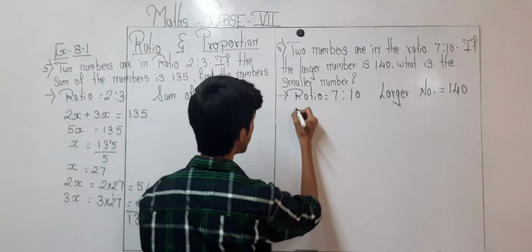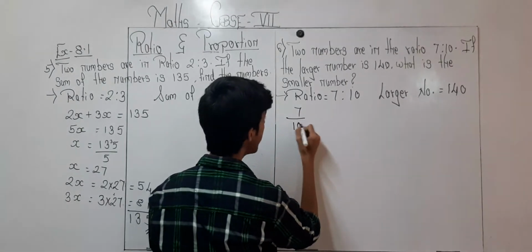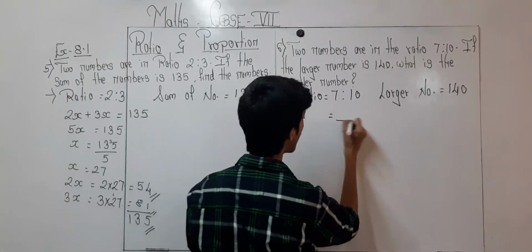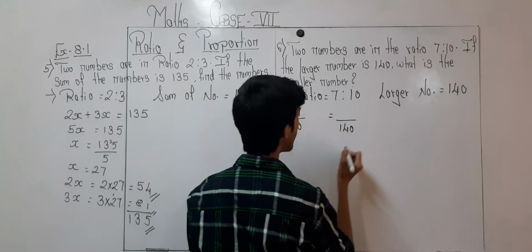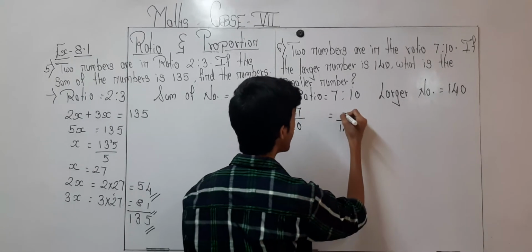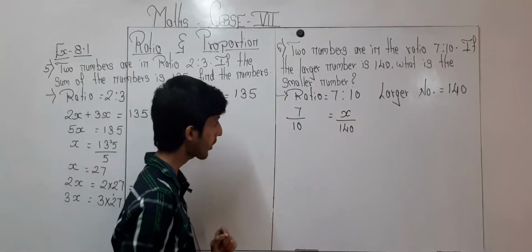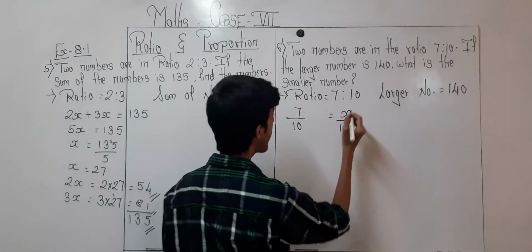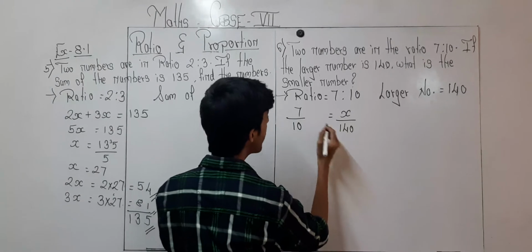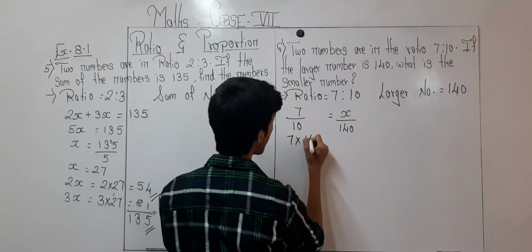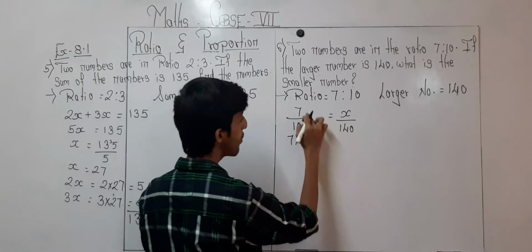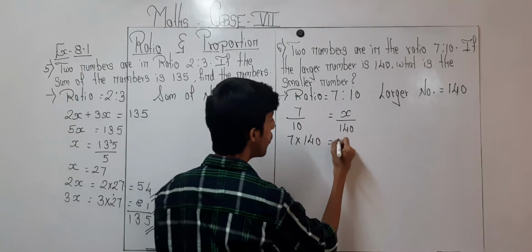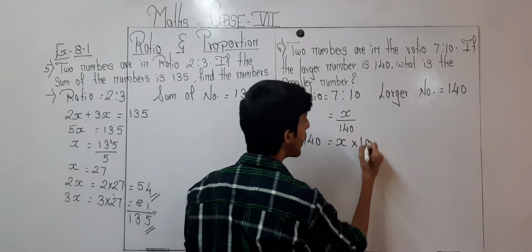So how is it? 7 upon 10 is equal to x upon 140, where x is the smaller number. Now what do I have to do? Cross multiply. So 7 multiplied by 140 is equal to x multiplied by 10.